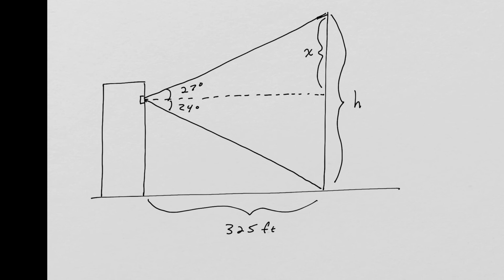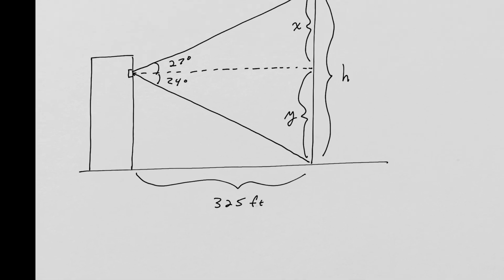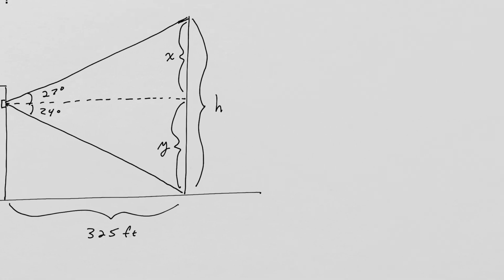Let me call it x, and then this distance, let's say y. And then I know that x plus y, if I add those two together, has got to be the total height of that tower, h. h must equal x plus y. Okay, so let's do this. We need to extract out each of those triangles. Let me start with the top triangle.